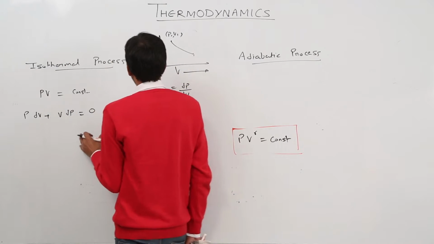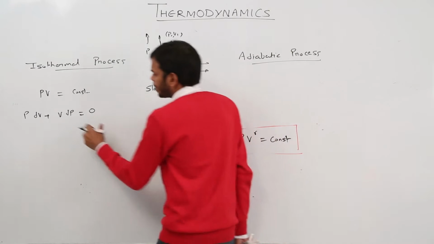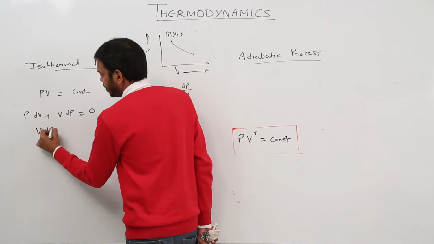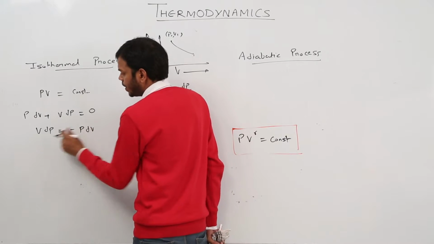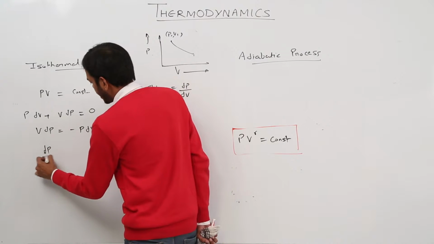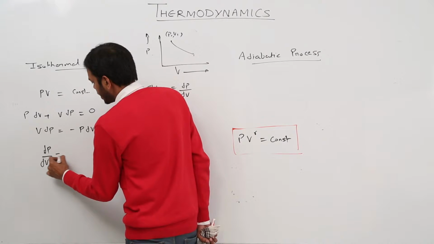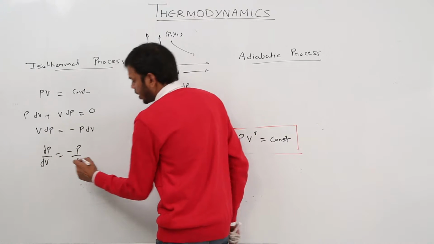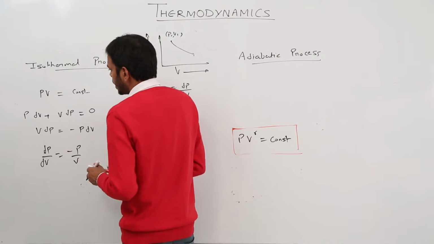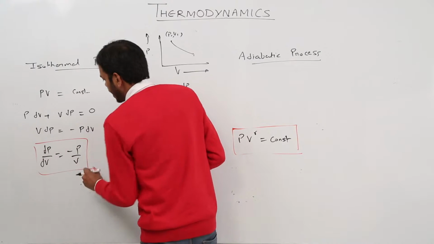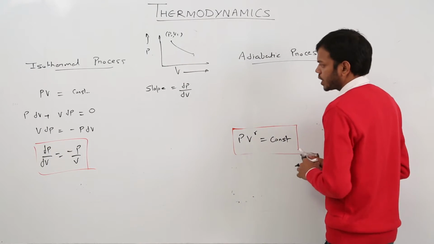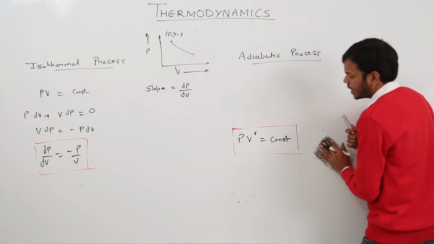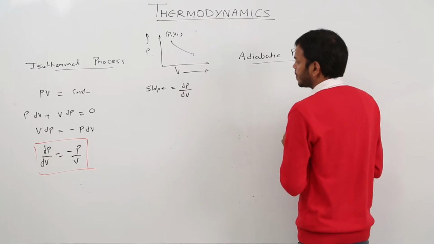What I have to get is dP upon dV. So V dP is equal to minus P dV. This dV comes to the denominator side, and I get dP upon dV equal to minus P upon V. So this is the slope in case of isothermal. Let us compare it with the slope which we are going to figure out in the adiabatic process. Here PV raised to power gamma is the constant. Okay, this is the equation.